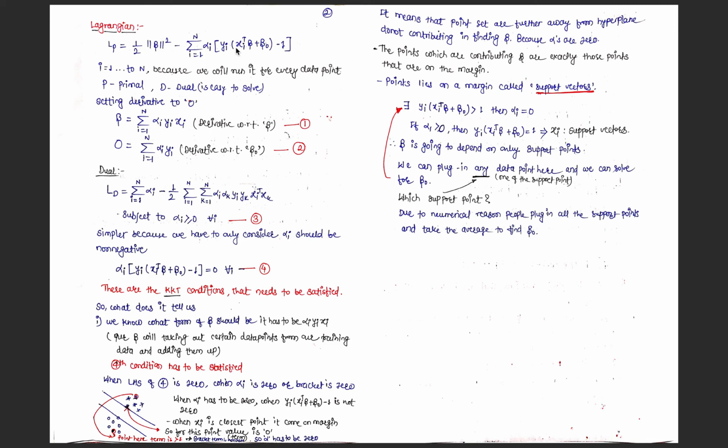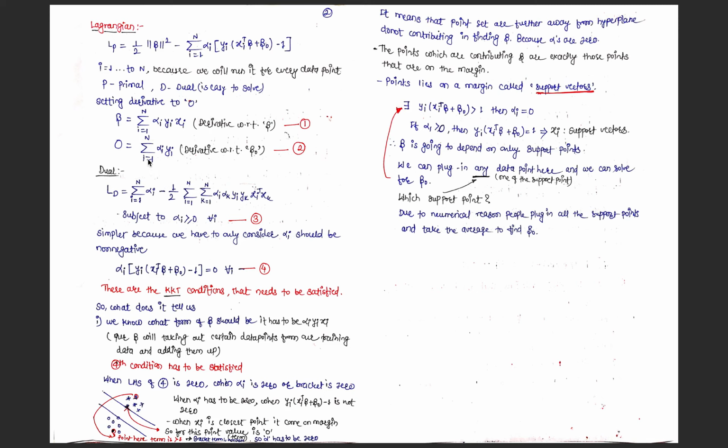And this function we will again differentiate with respect to beta naught. If we take the derivative with beta naught, this term will give 0, and here we will get summation of i equal to 1 to n of alpha i yi. Okay, and the other things are 0. This we will call the second equation.